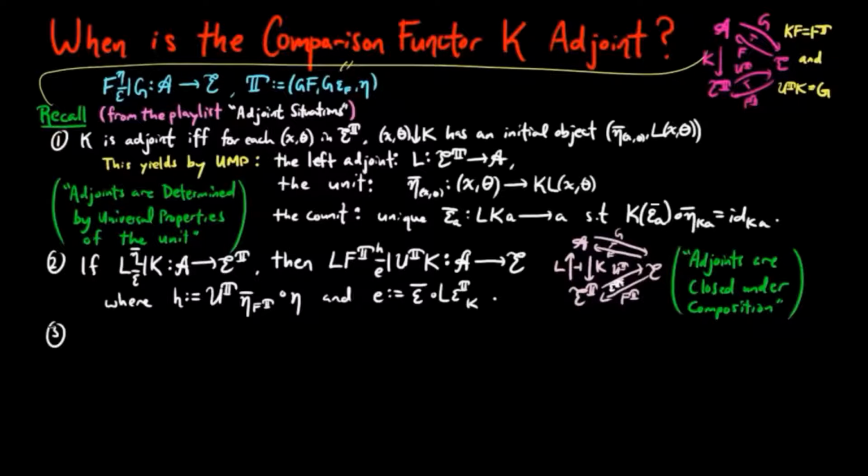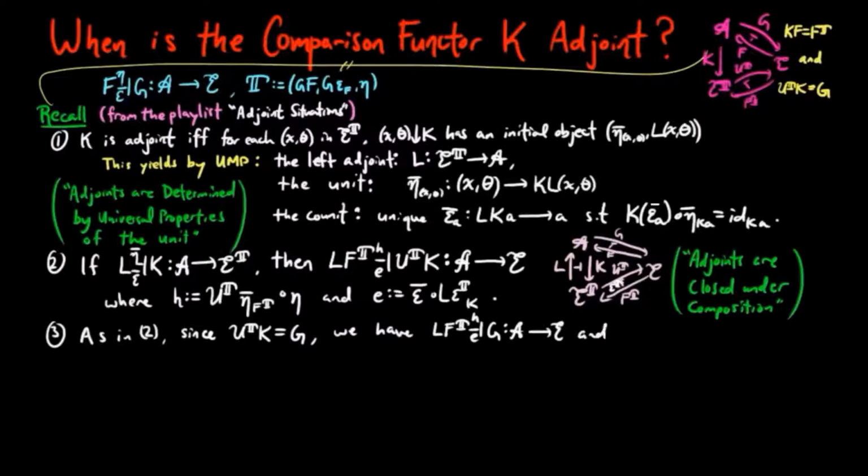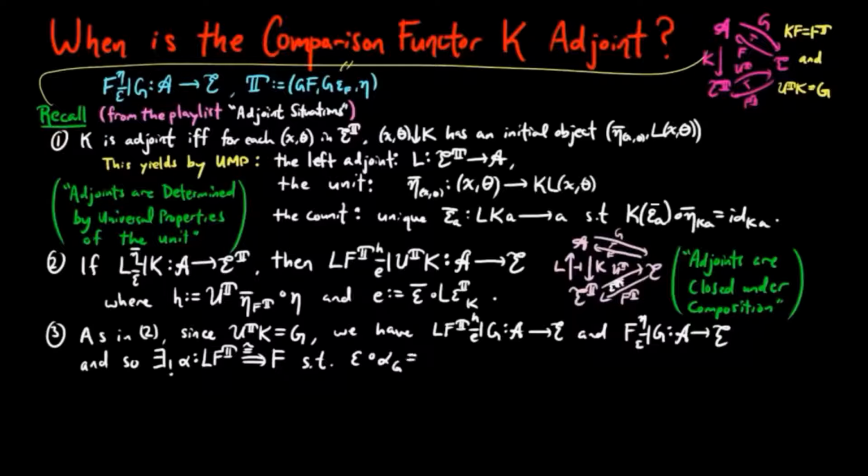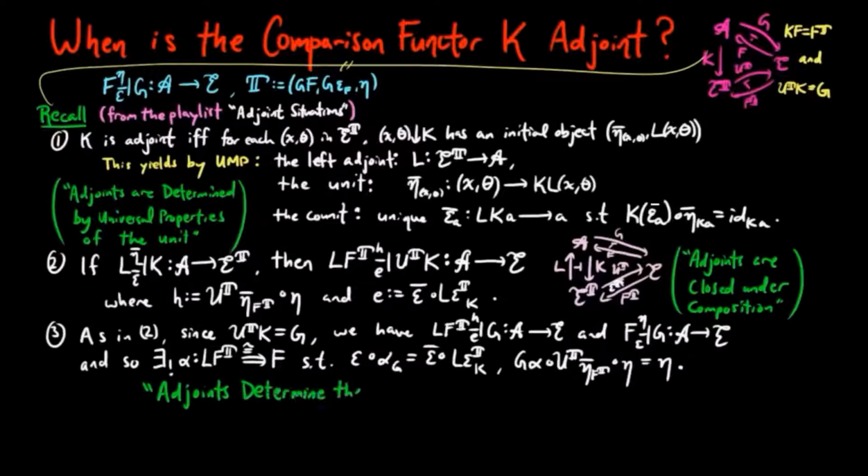We also have 3 that if L ⊣ K is an adjoint situation, then since U^T K is equal to G, we have L F^T ⊣ G is an adjoint situation. And then since F ⊣ G is an adjoint situation, there exists a unique natural isomorphism α from L F^T to F such that εα G is equal to ε-bar L ε^T K, and G α U^T η-bar F^T η is equal to η. This is covered in the video Adjoints determine their coadjoint pair.